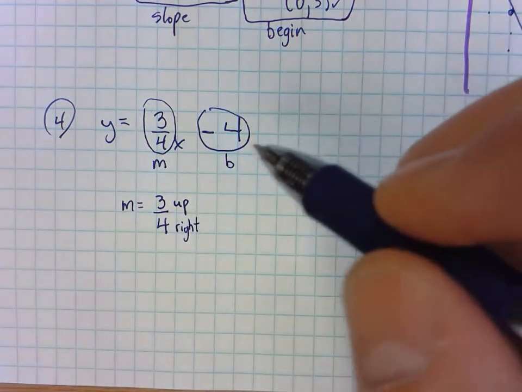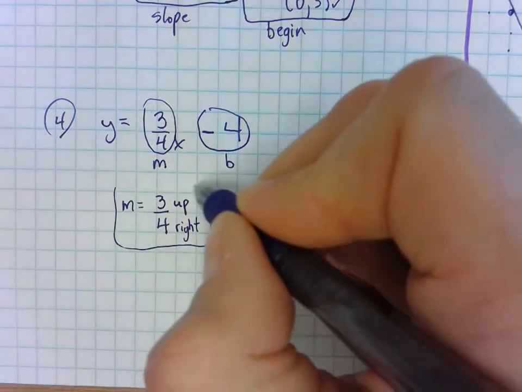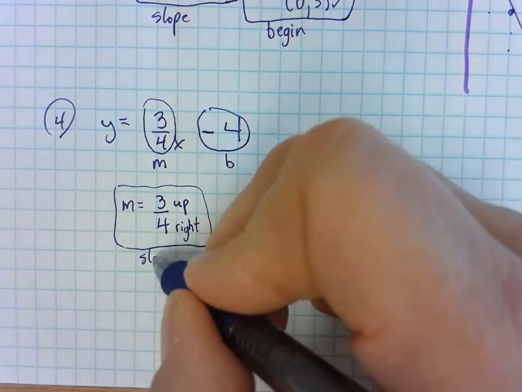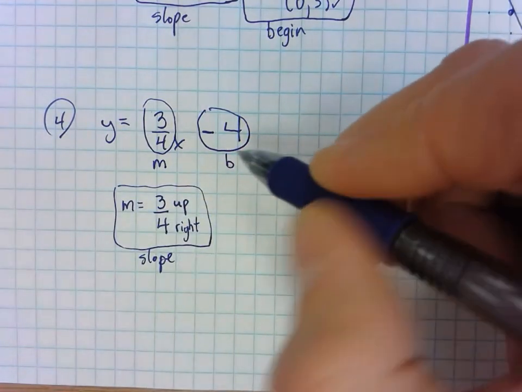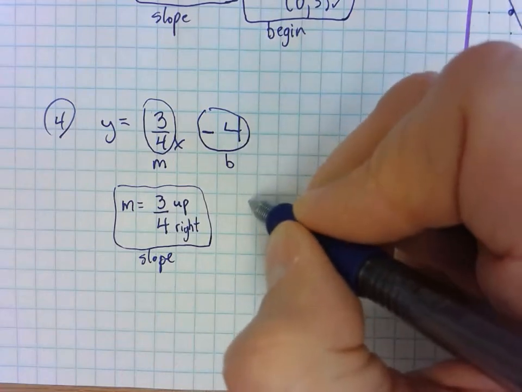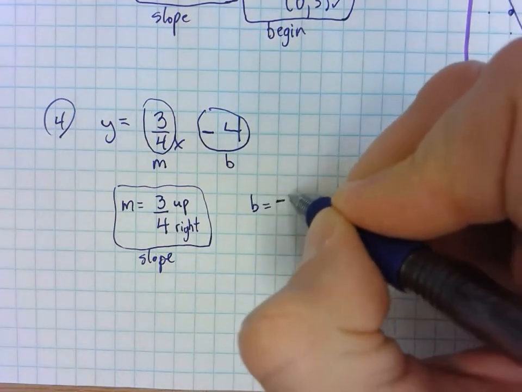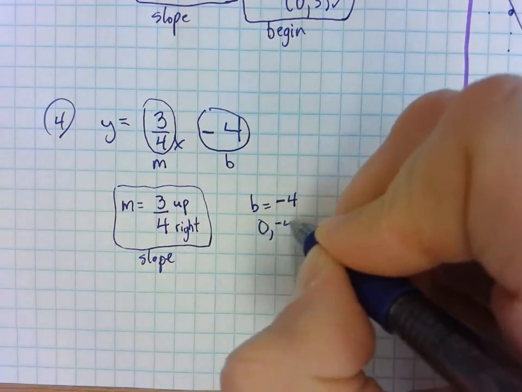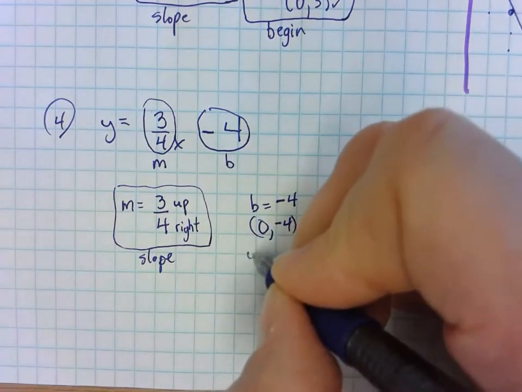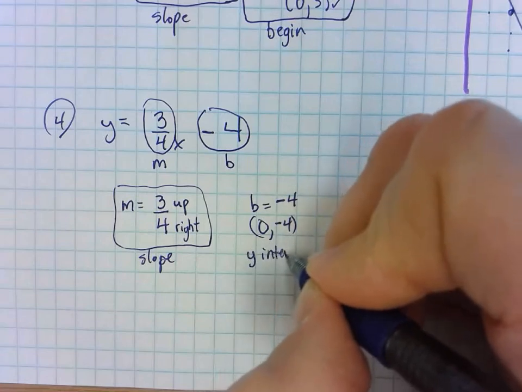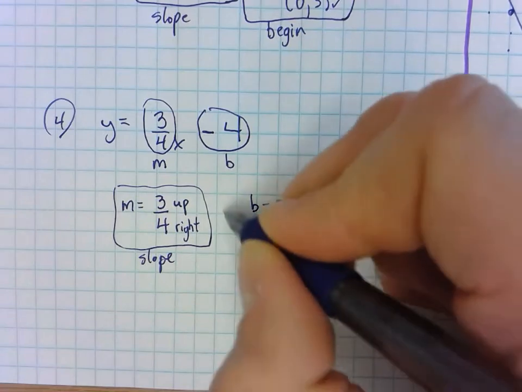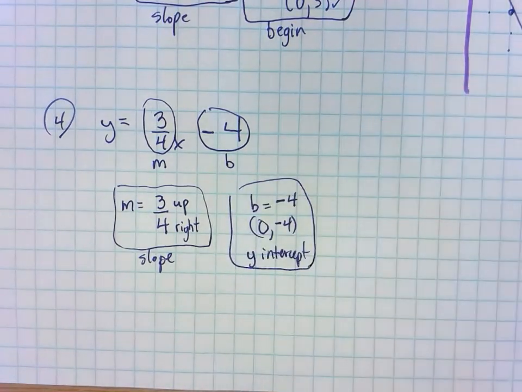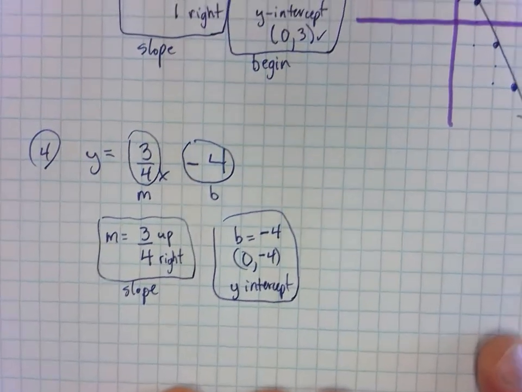Now the question is, where do I start doing the up and right? Okay, so that part is the slope. The part where I begin doing that is at my b, which is -4. So that means I'm going to start at (0, -4), and again this is the y-intercept. So this happens on the y-axis. Okay, so now that's the only two things I need.